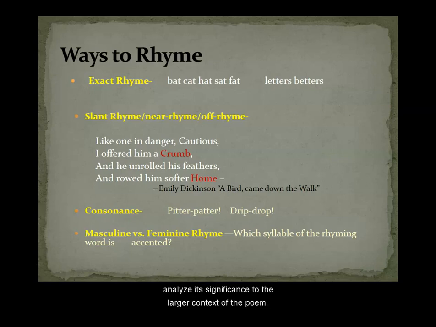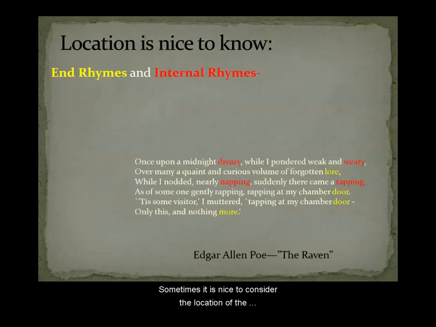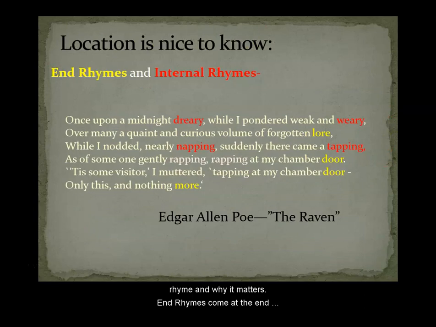This brings up an important point. In a formal paper, don't identify an element of the poem, sound or otherwise, unless you are able to discuss its significance to a larger theme or meaning. Sometimes it's nice to consider the location of the rhyme and why it matters. End rhymes come at the end of a line of poetry. The rhymes tend to be heavier and more obvious at the end of a line. Consider the passage from The Raven by Edgar Allan Poe.